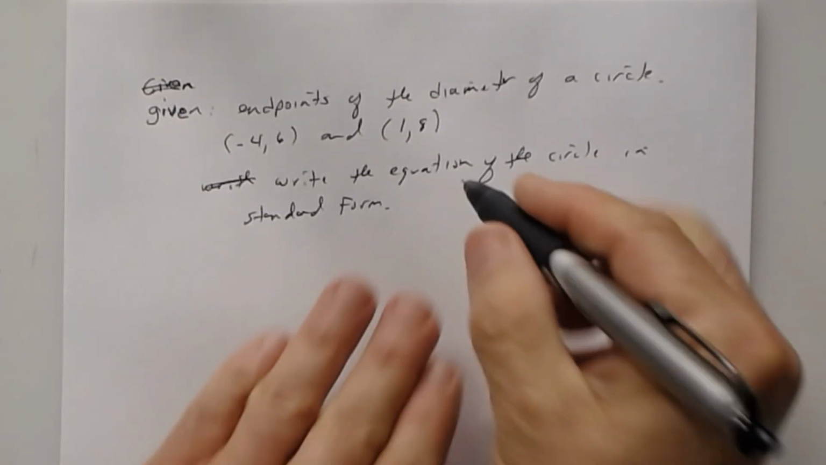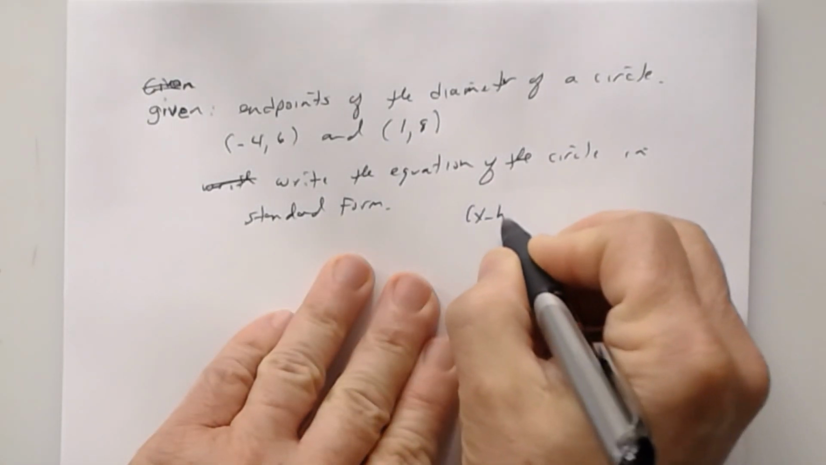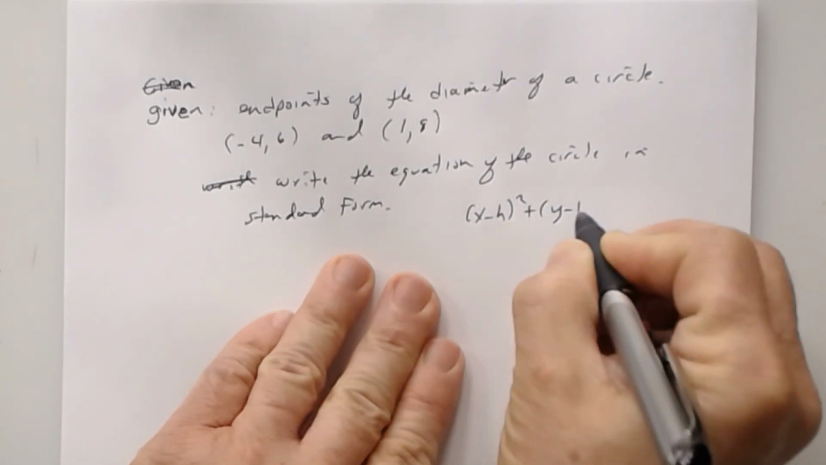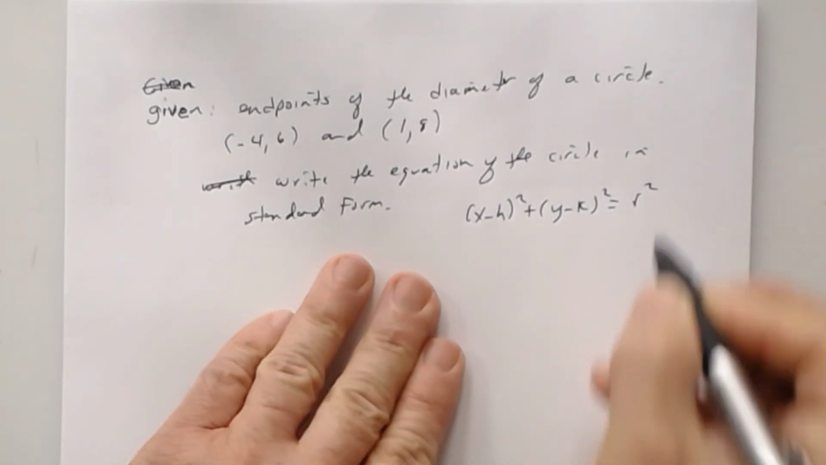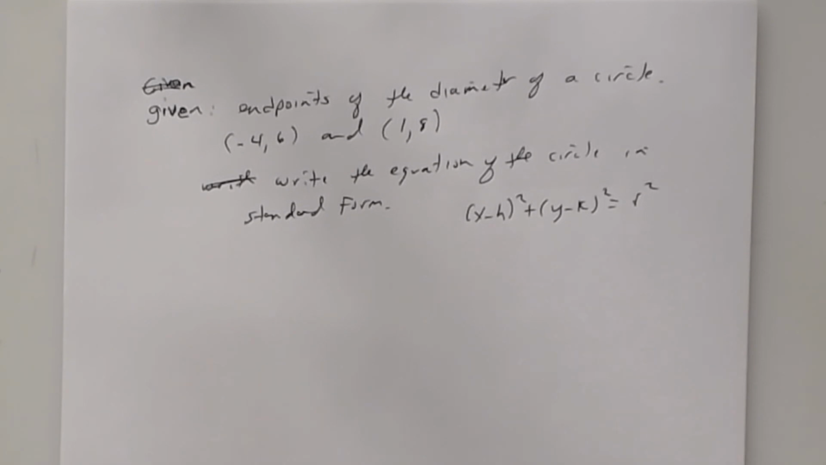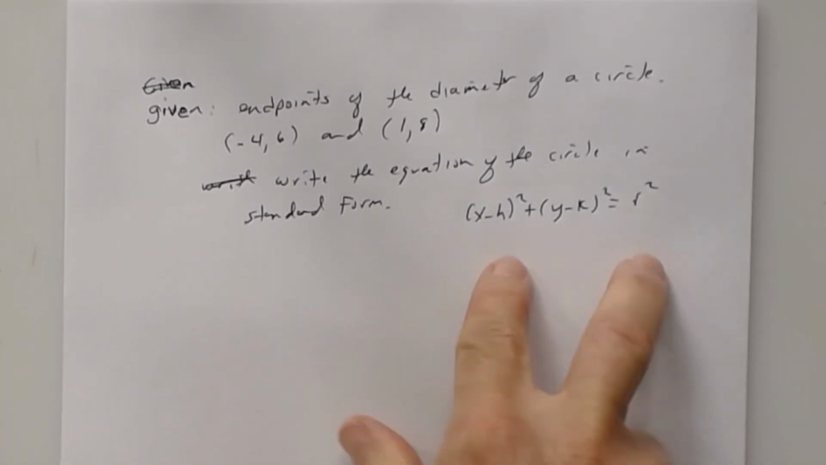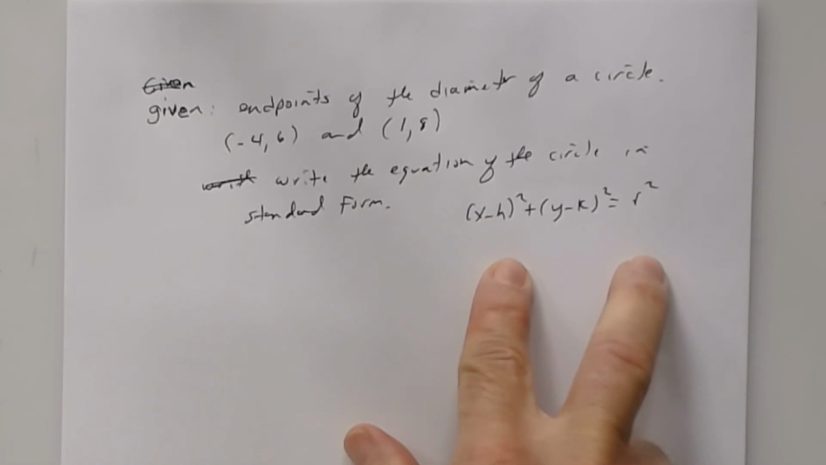The equation of standard form is (x minus h) squared plus (y minus k) squared equals r squared. That's the equation in standard form. In order to write this equation in standard form, you need to know two things. What two things must you know? The center and the radius. Those are two things you need to know.